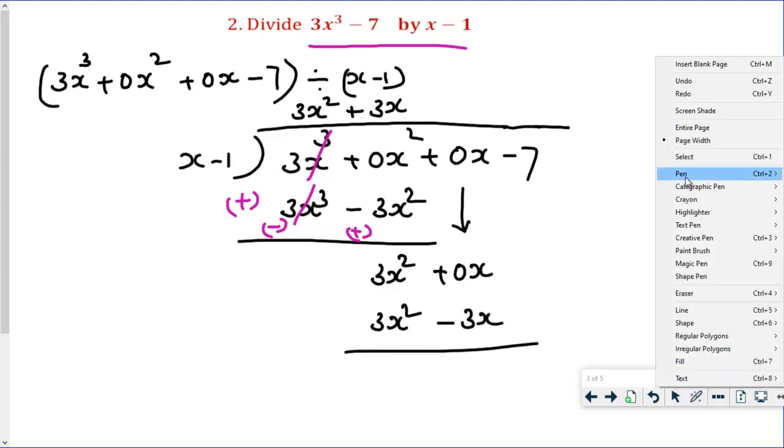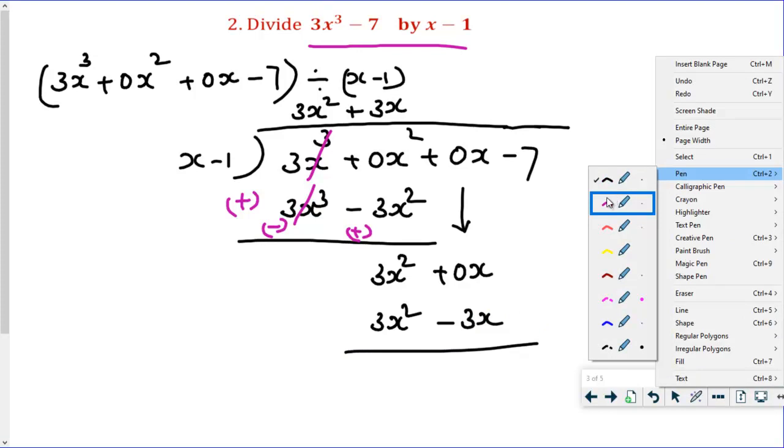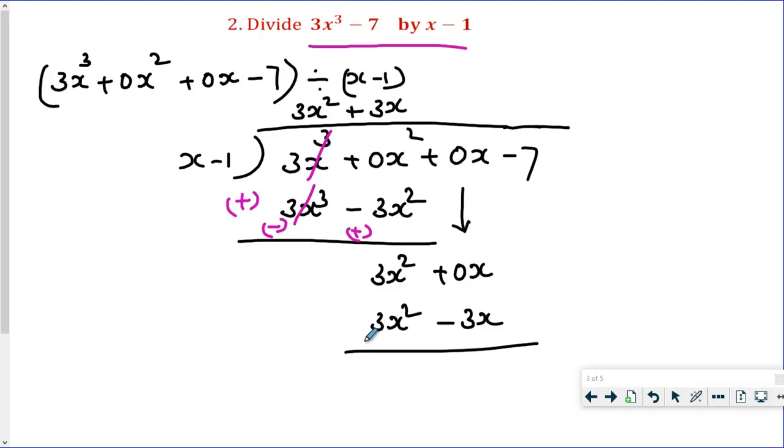Again you have to subtract. Now you have to subtract, interchange the sign. This plus becomes minus, minus becomes plus. After that you have to add. Here 3x square minus 3x square, both terms will cancel. Now here 0x and plus 3x. So we can write 3x. Sign is plus. Now you have to bring the last term, that is minus 7.